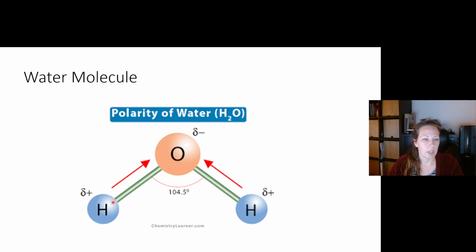So again, here is the water molecule. The oxygen has a partial negative charge. The hydrogens each have a partial positive charge. And there is an angle here that is less than 180 because of the way that these charges are, they're kind of like bending the molecule.